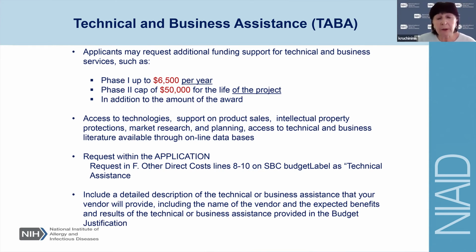You can request so-called TABA, Technical and Business Assistance, in your application. For phase 1, you can request $6,500 per year. If you're doing a phase 1 project for 2 years, you can actually double it. For phase 2, you can request up to $50,000 for the life of the project. Even if you're going for 3 years, it's only once $50,000. But in the case of NIAID, it can be above the total amount of the award. For example, if we're talking about phase 2, $3 million, you can actually get an additional $50,000 for technical assistance.